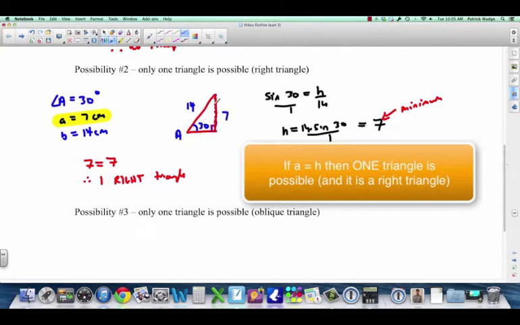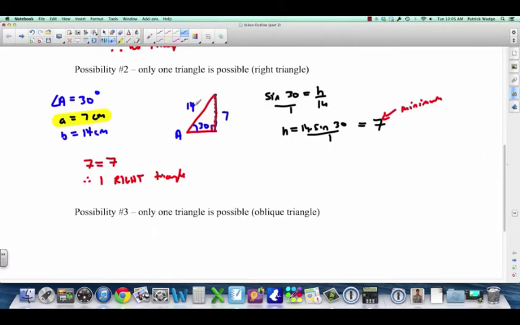And to find out everything else, you could use the sine law if you wanted to, but because it's a right triangle, you could also just use the sine ratio and the cosine ratio and the tan ratio, and you could use the Pythagorean theorem. All that stuff we use with right triangles you could use. This is the only case, possibility 2 is the only time you're going to be able to use the Pythagorean theorem and the sine ratio and the cosine ratio, etc. Okay, that's the next one.